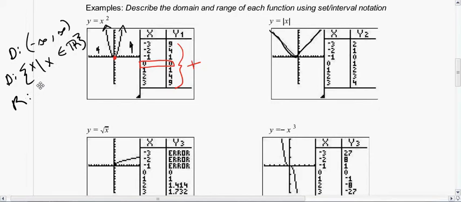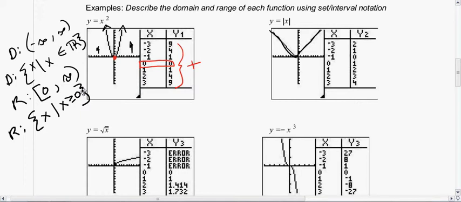My range using interval notation goes from 0, but 0 is included, right? It's on my graph, all the way up to positive infinity. So there's my range using interval notation. And here's my range using set notation. It's all y's such that y is greater than or equal to 0. So 2 different ways to describe the domain and the range. First way using interval notation, second way using set notation.